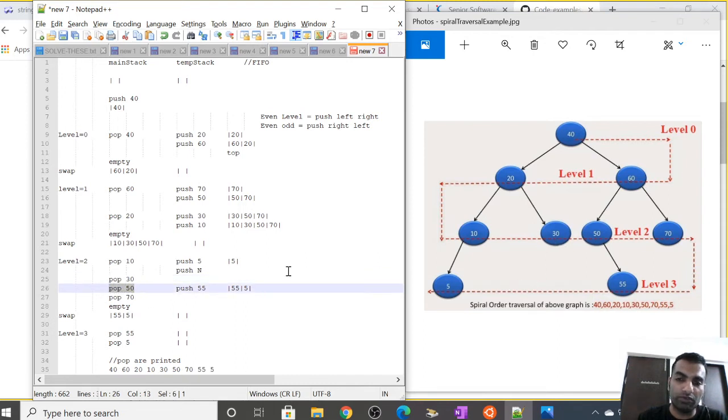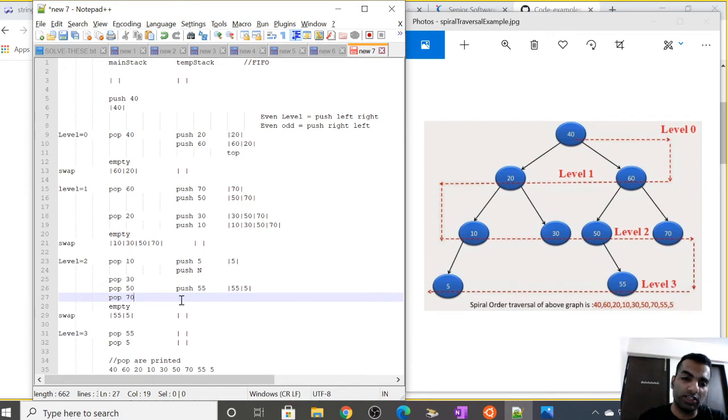Now we will pop 50. On 50 we will push the left child and the right child. So here again we will push 55, because there was no left child, we will only push the right child. So now the stack becomes 55 and 5. And lastly we will pop 70. On popping 70, there is no child of 70, so nothing to be pushed.